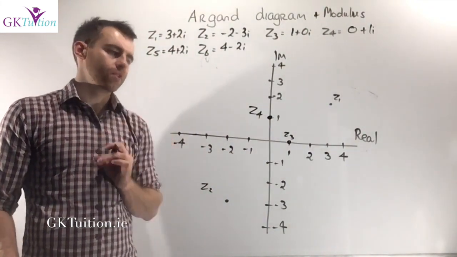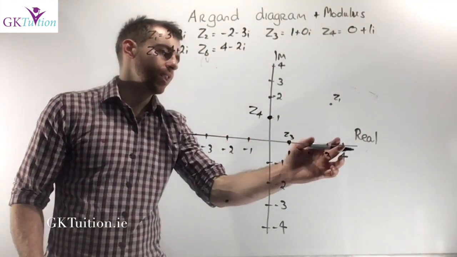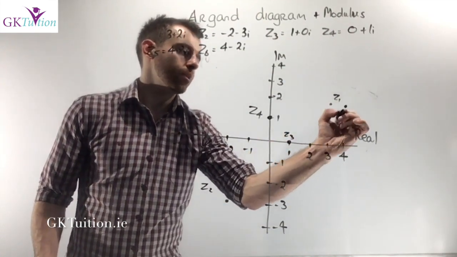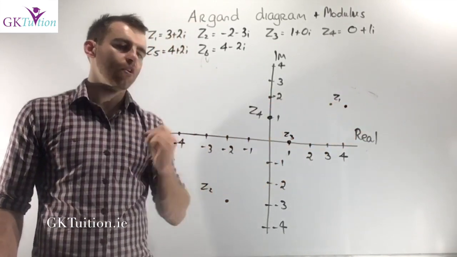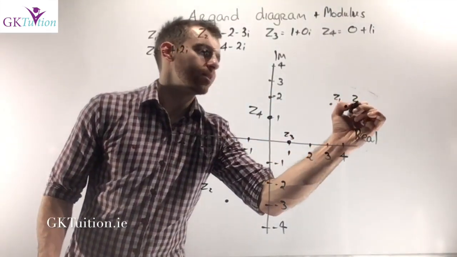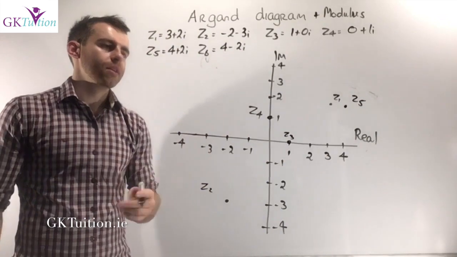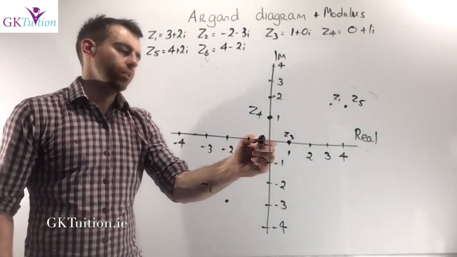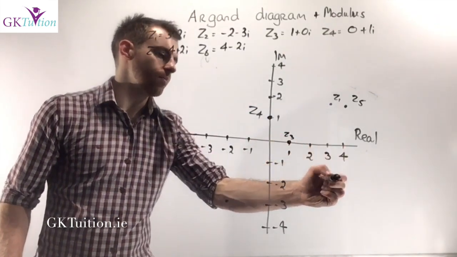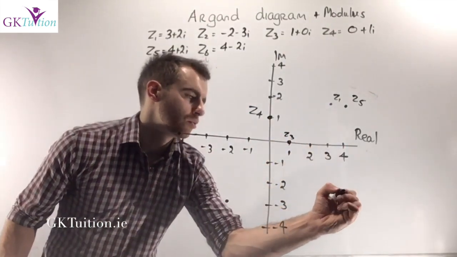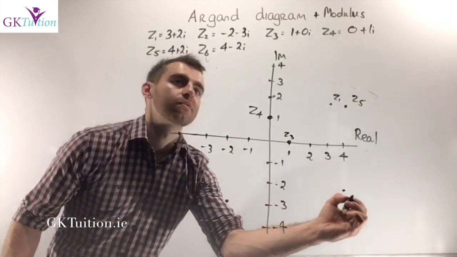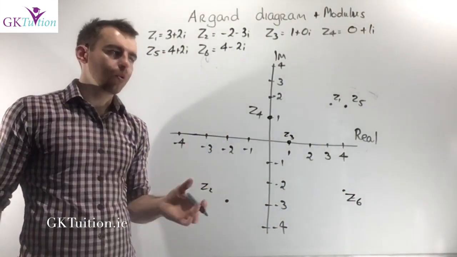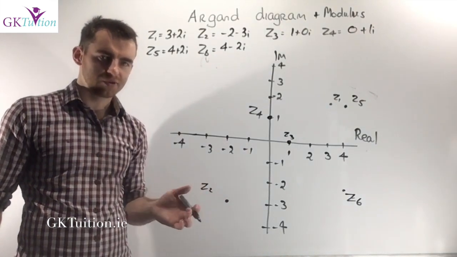Z5 is 4 plus 2i, which means that the real value is 4 and the imaginary value is 2. Which means I'm directly above 4 and I'm directly across from 2. And I could label that one as Z5. Now the last one I gave you was Z6 is 4 minus 2i. So in this case that means the real value is 4, the imaginary value is minus 2. So I'm directly down from 4 and directly across from minus 2, and I can label that's my Z6. So plotting points on an Argand grid is relatively straightforward.